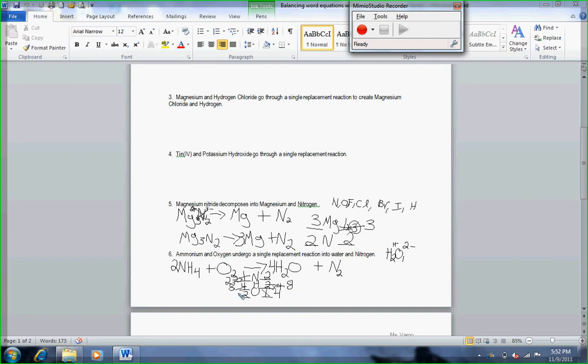Let's make my O's happy. 2 on the left, 4 on the right. I've got to multiply by 2. Make the 2 my coefficient on the left-hand side of the equation in front of O. Update my numbers. 2 times 2 is 4. And that, folks, is a balanced equation.